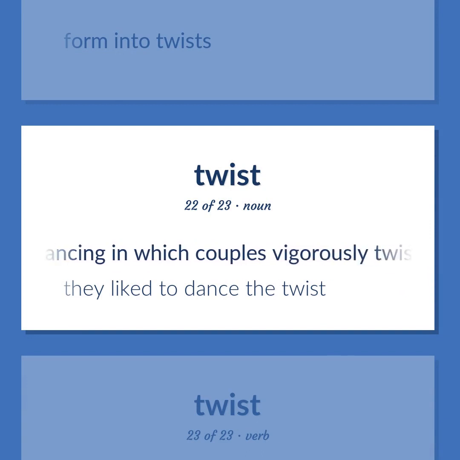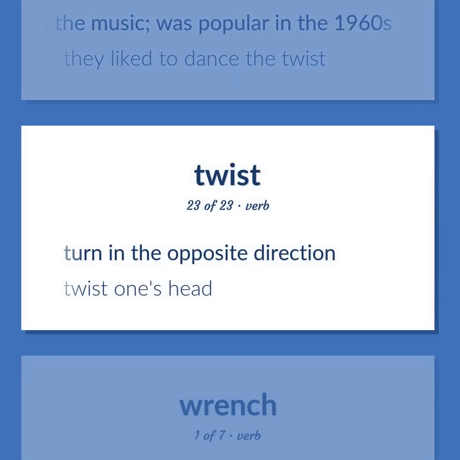Social dancing in which couples vigorously twist their hips and arms in time to the music was popular in the 1960s. They liked to dance the twist. Turn in the opposite direction. Twist one's head.